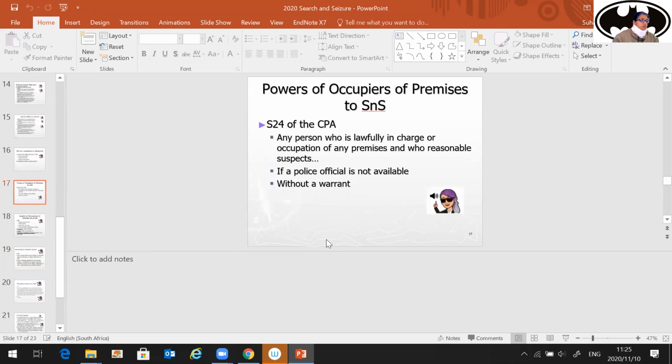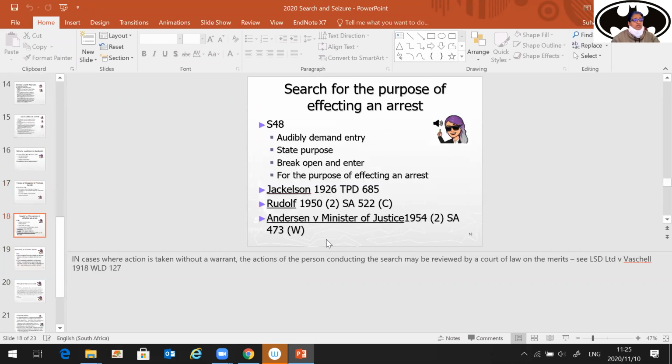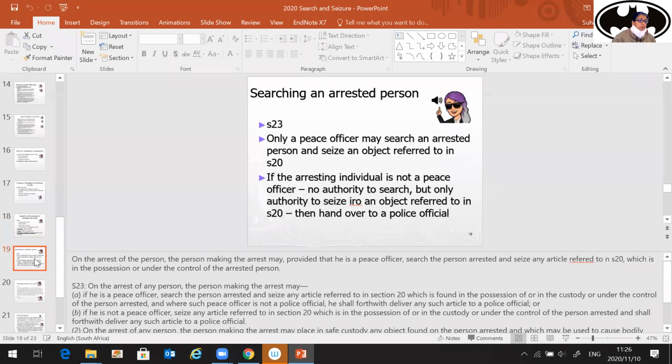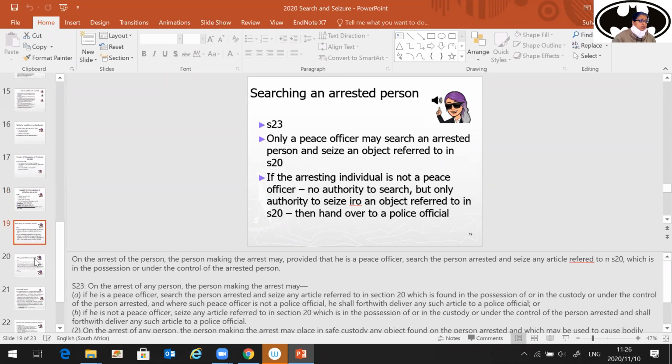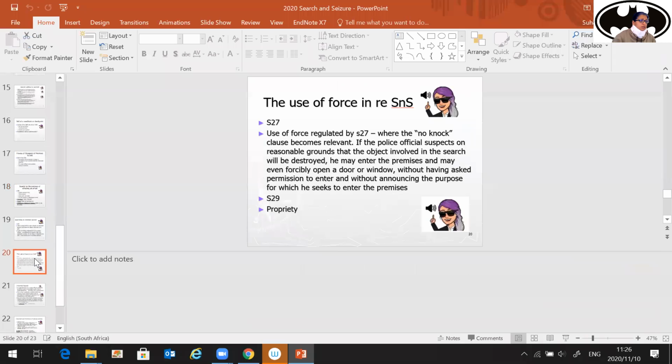Okay, so searches for the purpose of effecting an arrest. That means I need to search a place because I believe that the suspect ran into this building, or I believe that Suhaifa Bamji lives here and I have a warrant for her arrest, right? You get a search warrant to search premises to find the person that you are attempting to arrest. And can you search a person once they've been arrested? Yes. Have a look at the notes and slide on that, right?